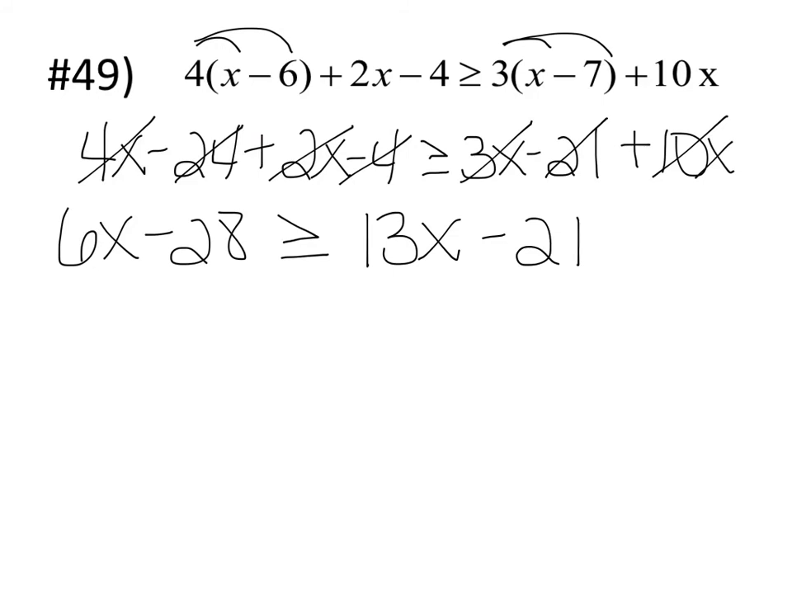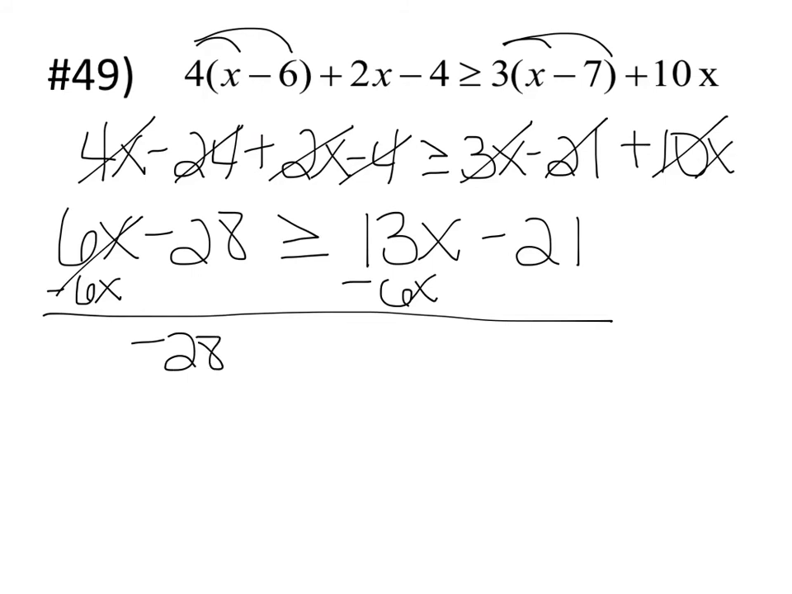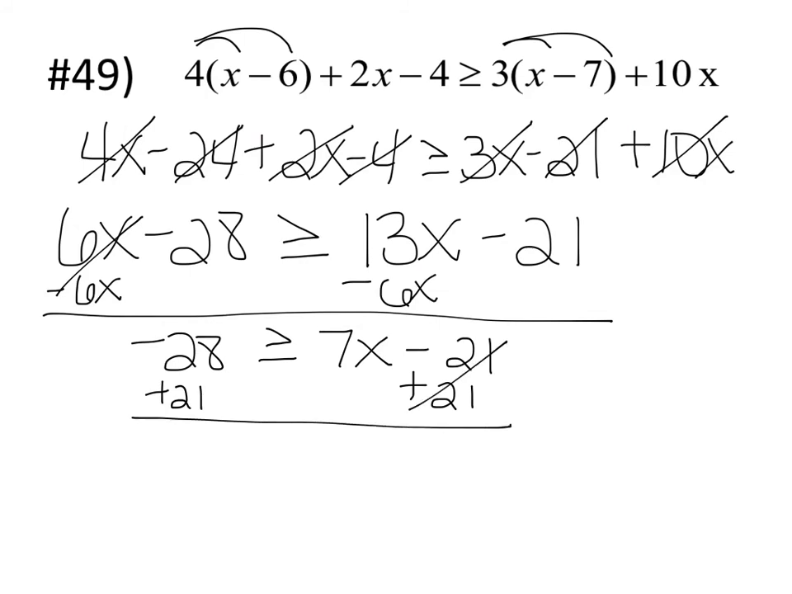Now I'm going to move my smaller x to my larger x. Which one's smaller? 6x is smaller than 13x. So I'm going to subtract 6x from both sides, which gives me negative 28 is greater than or equal to 7x minus 21. Isolate my variable. I'm going to add 21 to both sides, giving me negative 7 is greater than or equal to 7x.